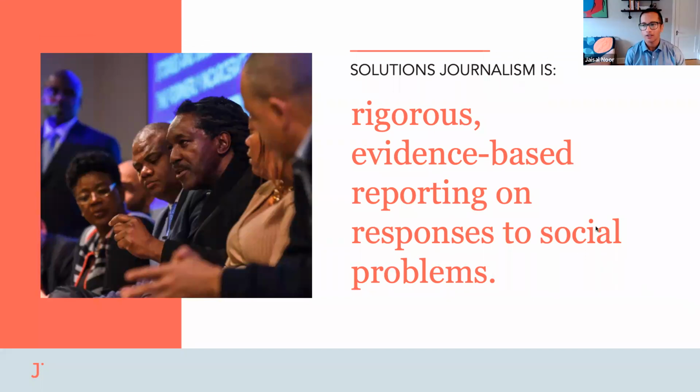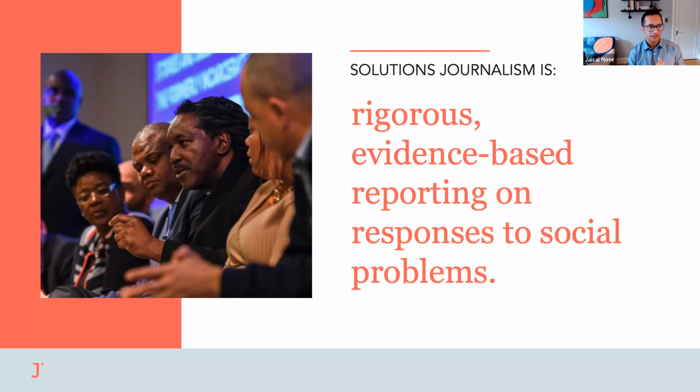So in short, solutions journalism is rigorous evidence-based reporting on responses to social problems. I think that is a great summary, because solutions journalism needs to be rigorous. To be a good solution story, it has to really comprehensively examine the issue. It has to be evidence-based. Evidence is one of the main pillars of solutions journalism. If you don't have evidence, then how do you know if a solution is working or not? And solutions journalism is reporting on responses to social problems.